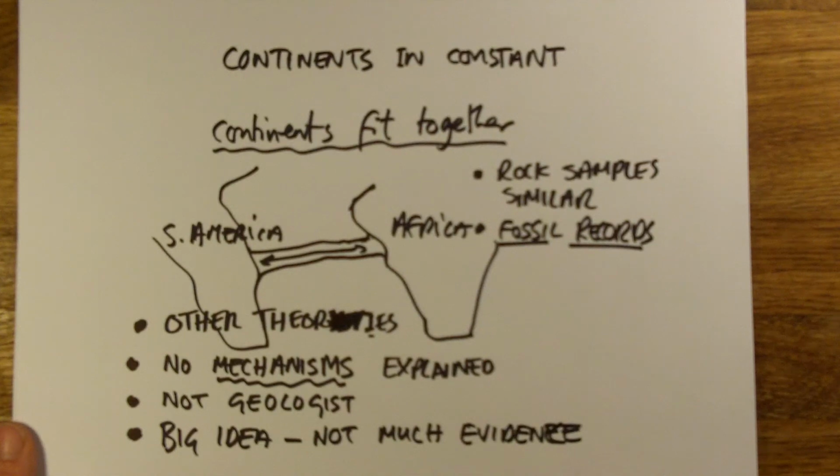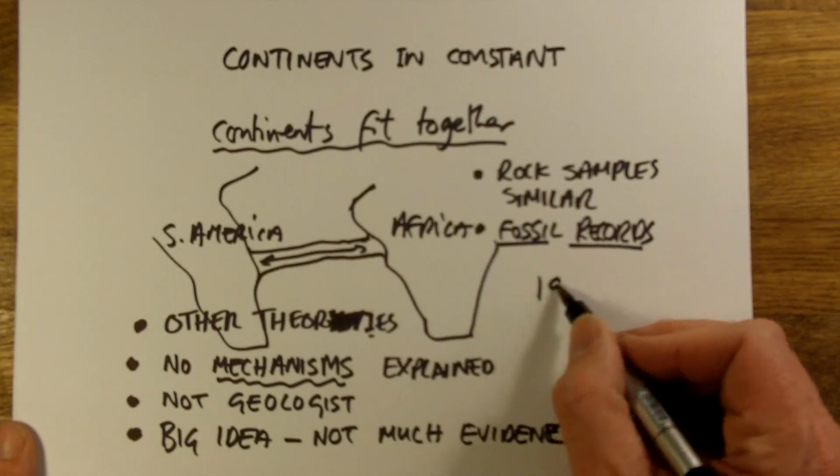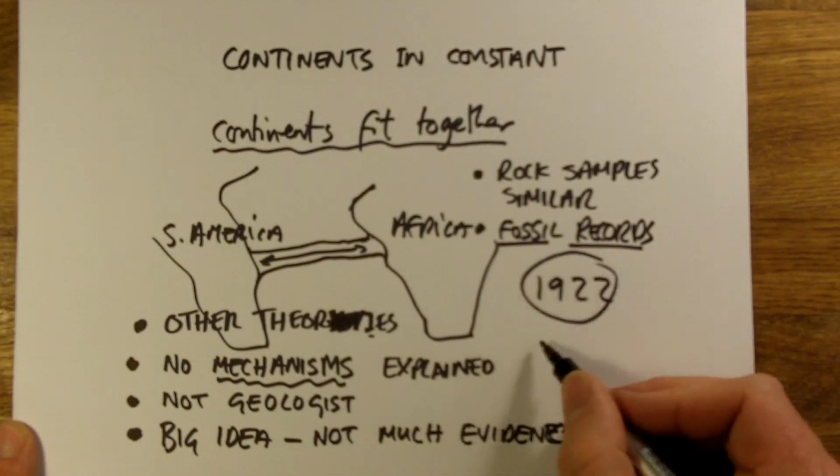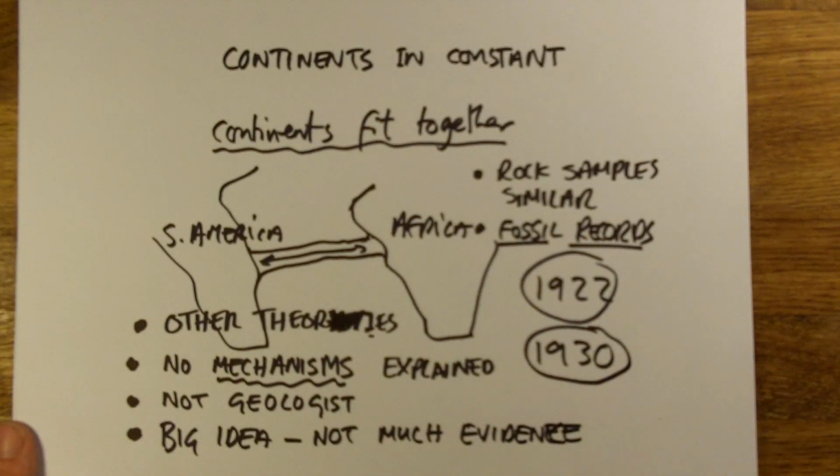Now, unfortunately, Wegener died in 1930, and at that time there was still no evidence of his theory being accepted. So published in 1922, died in 1930, still without any evidence that backed up his idea of continental drift, but Wegener is certainly the father of the idea of continental drift.